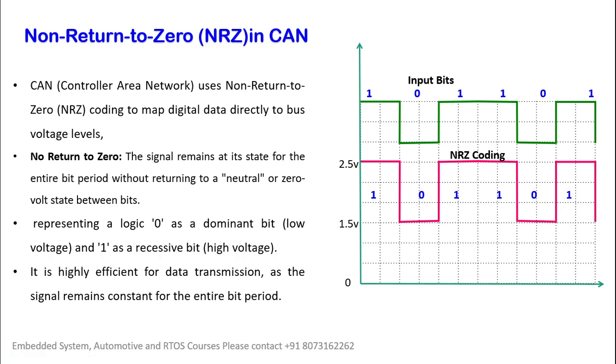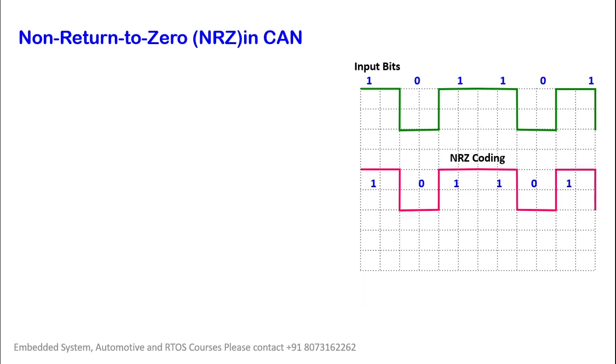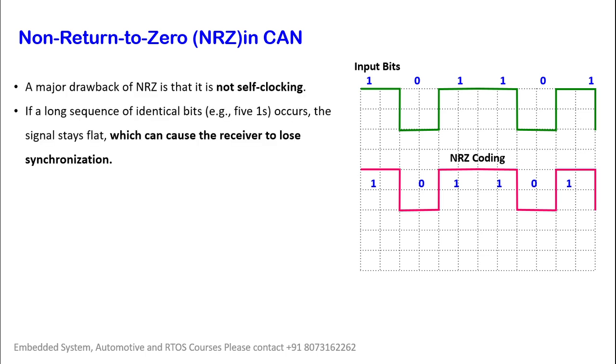I hope you are understanding what NRZ coding means. Now there is one small drawback in NRZ coding. What is that? We will see. The major drawback with NRZ coding is that it is not self-clocking. The NRZ coding we have studied in the previous slide is not self-clocking. Self-clocking means they depend upon our input signals; they are not generated by themselves, and they do not have any clock at all.